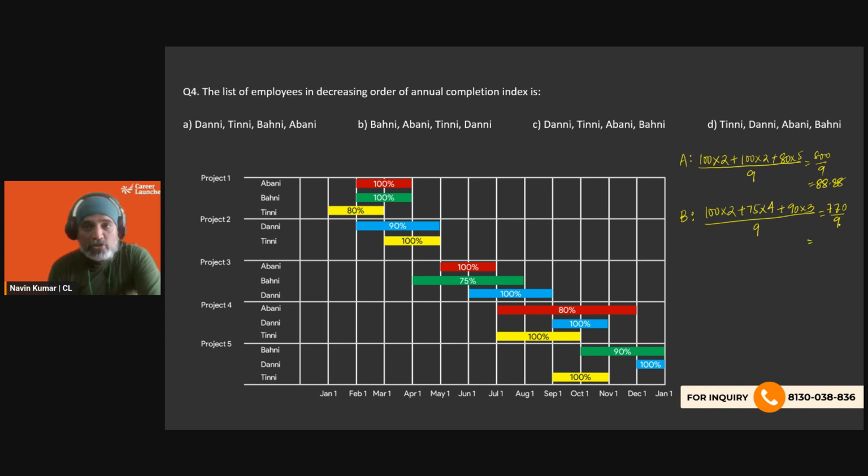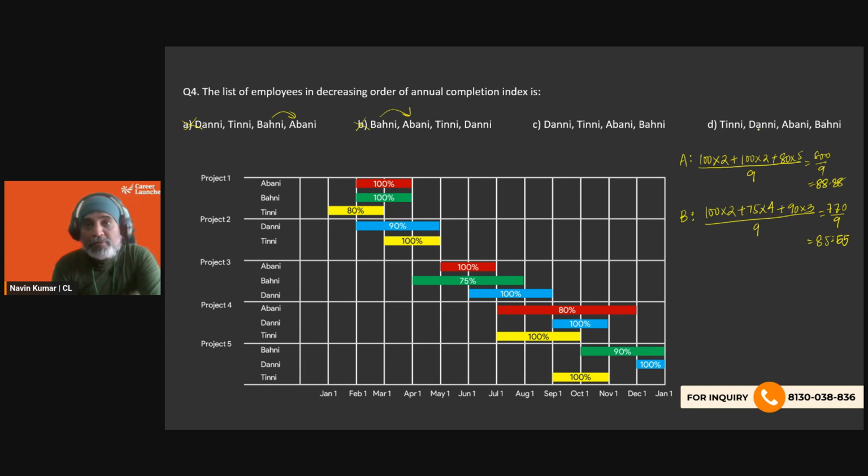How much is that? 9 into 8 is 72. Then we're left with 50. So this is going to be 85.55. So between A and B, we can see A is larger. So A should be written to the left of B because it's in decreasing order. But A is to the right of B, so A cannot be our option. B cannot be our correct option either. It's either C or D.